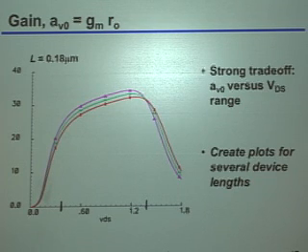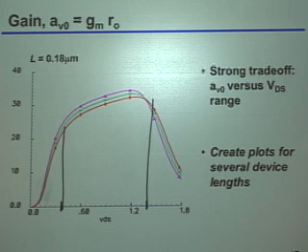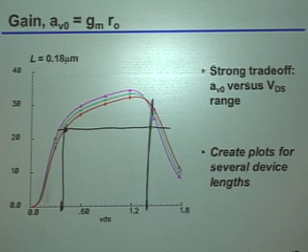By the way, you should have a whole bunch of these plots for different V stars, different channel lengths, and so on and so forth. You then say, okay, fine. If that's my spec on the swing that I should be able to support, now I just have to check what is the worst case gain I can actually guarantee under that given swing. In this particular example, you'd be limited on this side of the picture, and you'd say you could get a gain of whatever that is, 22, 23, something like that.